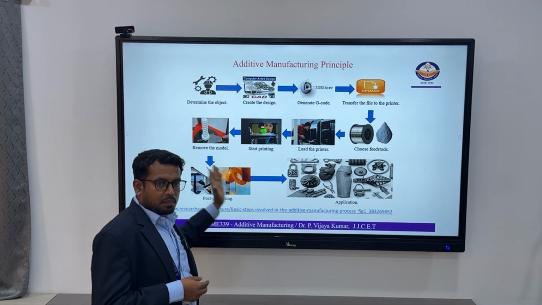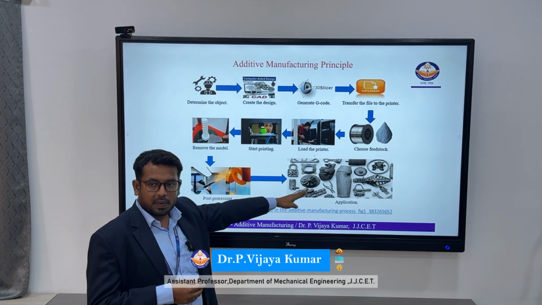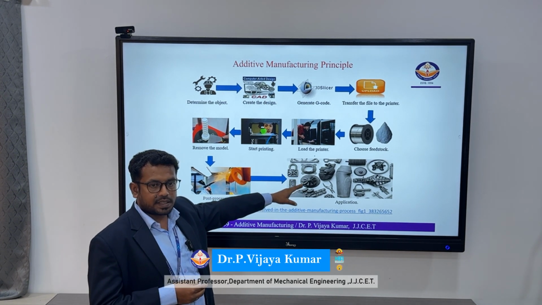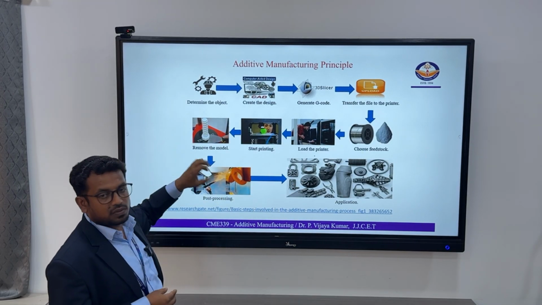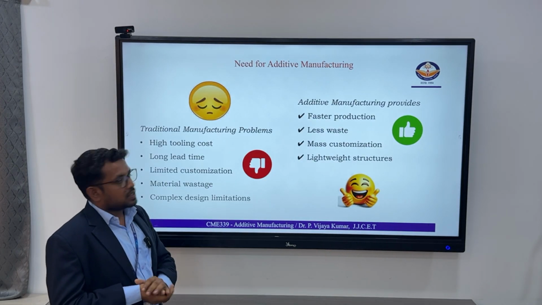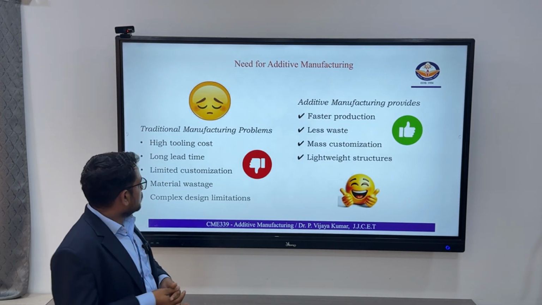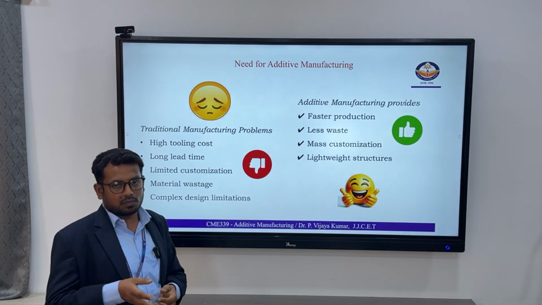So after completing the post processing, we are able to see the application oriented part. It's just like an end use part. Okay. So this is the overall workflow of the additive manufacturing process. And next, why is this additive manufacturing required, which means some of the traditional manufacturing processes have some problems.